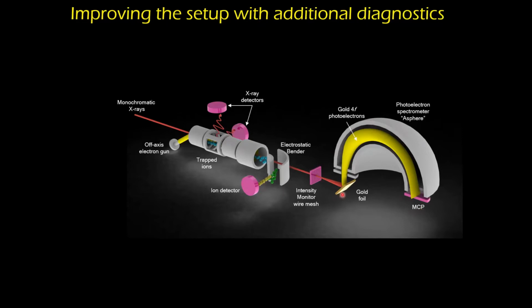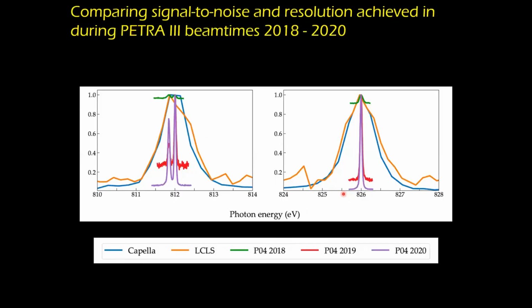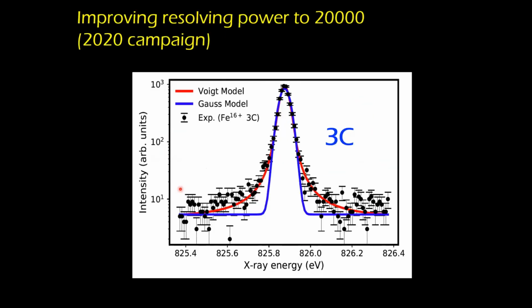So this is the new setup, and with it we improved this much from 2018 to 2020. You can see again, this is LCLS in orange, this is 2012. In 2018 we were here, this green curve, with very bad signal to noise ratio, and then we improved further in 2019, and even further in 2020. Similarly, we improved our resolution to 20,000 from 8,000. With this kind of resolution, you start seeing the effect of natural line width.